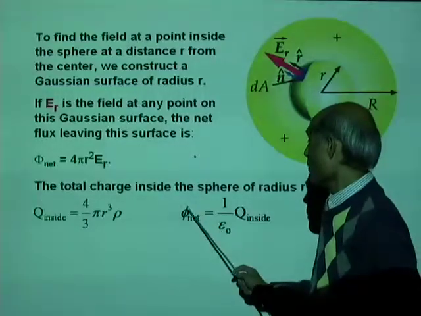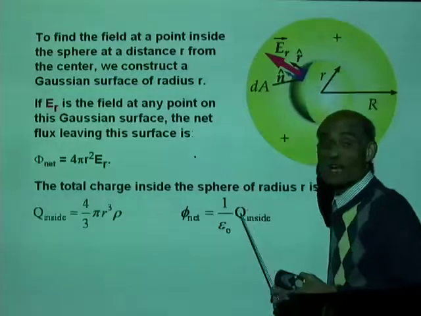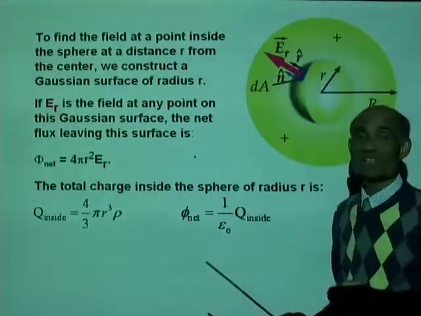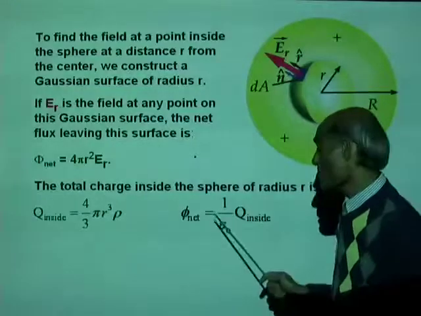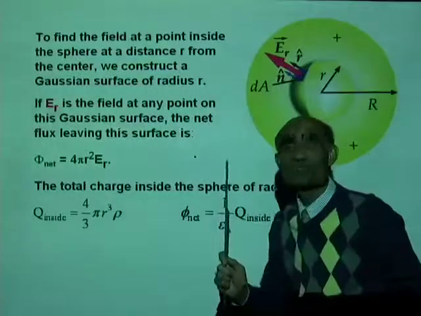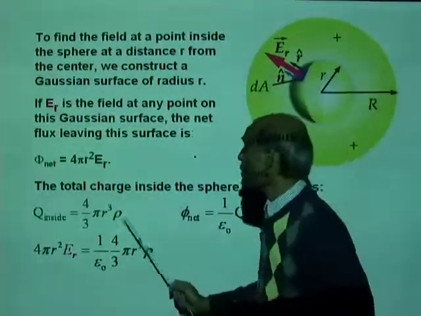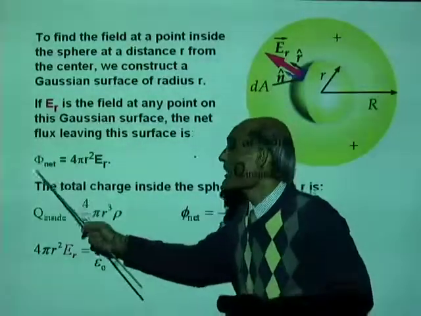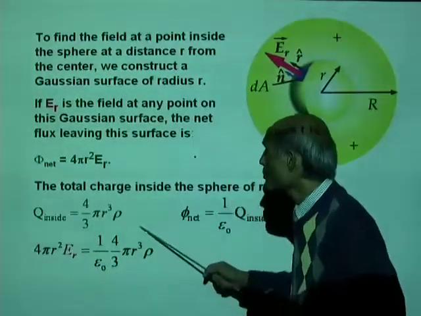So phi net equals 4 pi k times Q inside, or 1 over epsilon naught times Q inside. Remember, both can be used at any time without any problem. 1 over epsilon naught times Q inside is the same as 4 pi k times Q inside. So 4 pi r squared times ER is the net flux, and that net flux must be equal to the total charge.